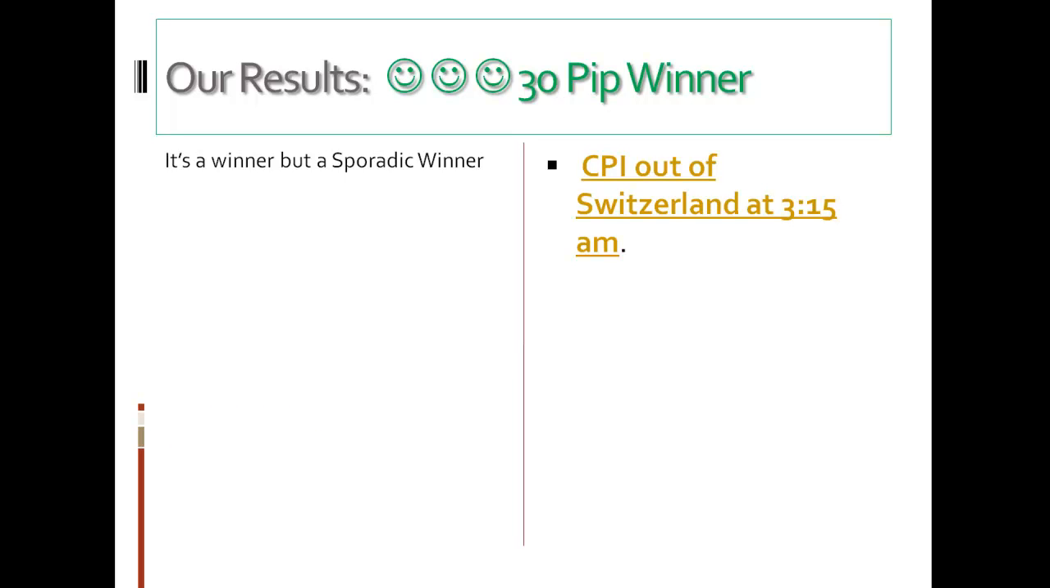All right, so we had three trades today. We finished one. I've placed my orders for the second one, which I'm going to be looking at, and the third one was going to come out in a little bit. For the only trade which is already over and done with, the CPI out of Switzerland at 3:15 a.m., it was an awesome 30 pip winner.